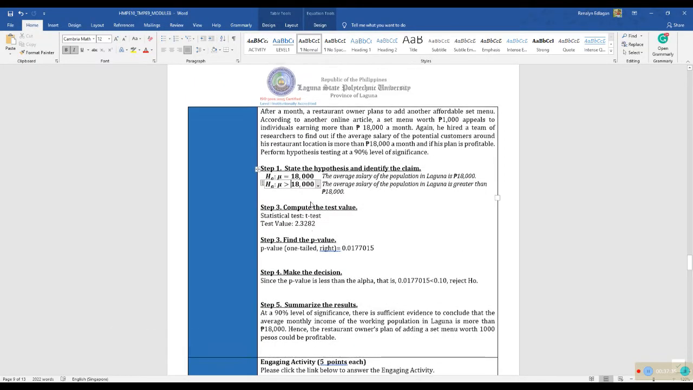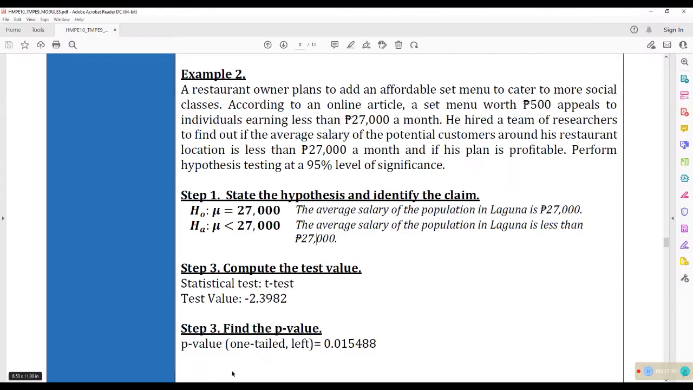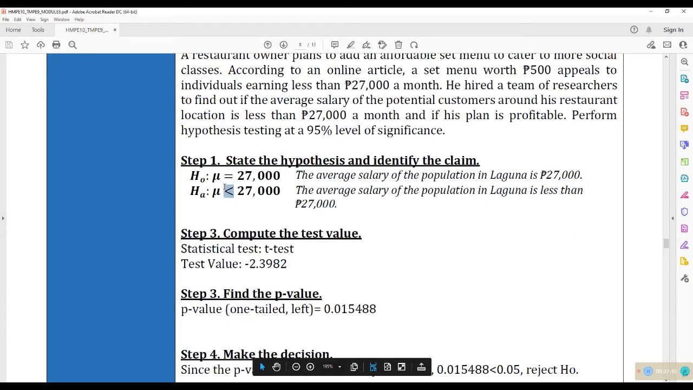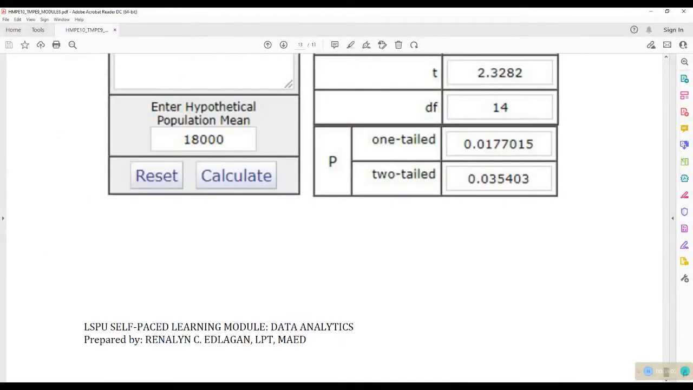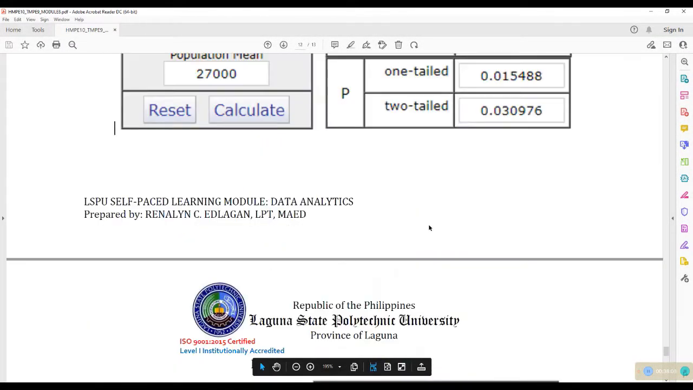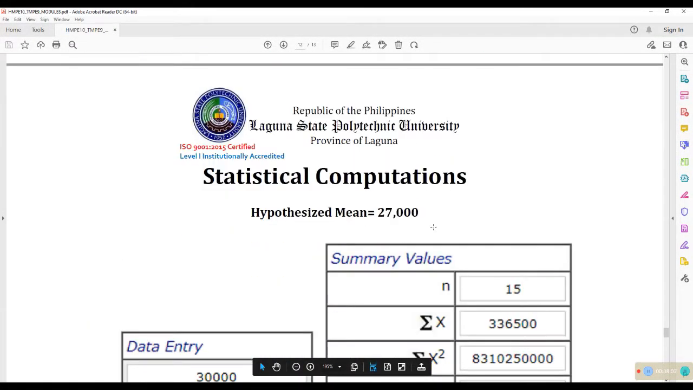Okay? Ay, teka, iba to. Ito pala. Yan. So, pointing to the left siya and negative din si test value. Ayan. So, magkapareho sila ng direction. Next, you have to find the p-value. According to our table earlier, it is 0.015488. Yung mga hindi po makakasabay agad-agad at hindi makakapag-practice, yung computation nito, ipipaste ko nga pala dito sa last 2 pages. Ayan. So, pwede nyo siyang tingnan later on.